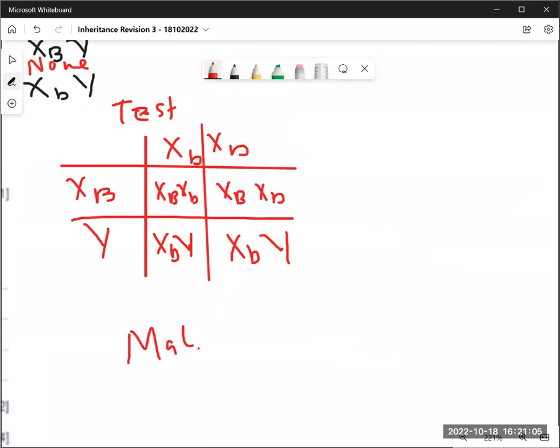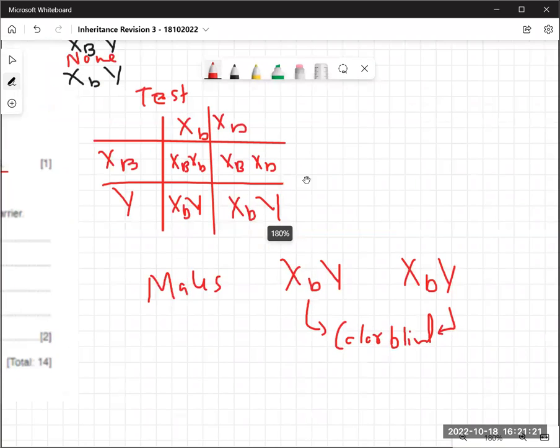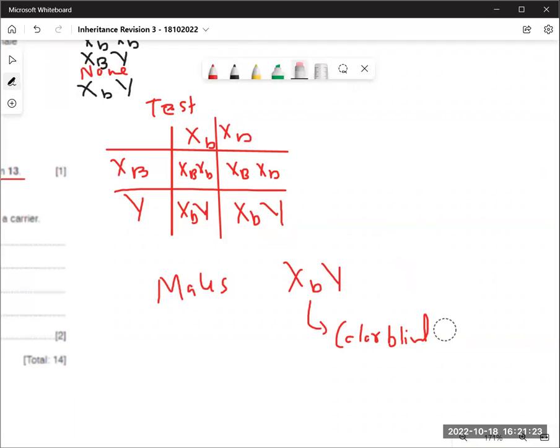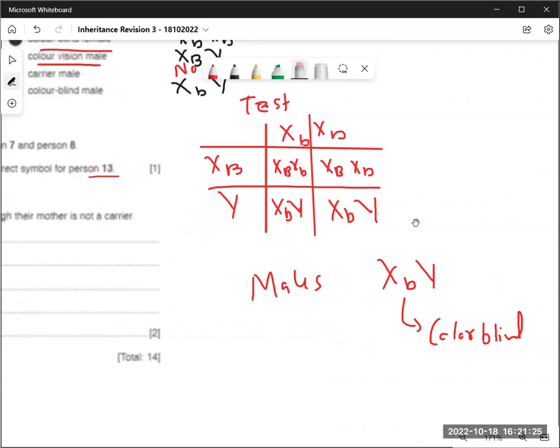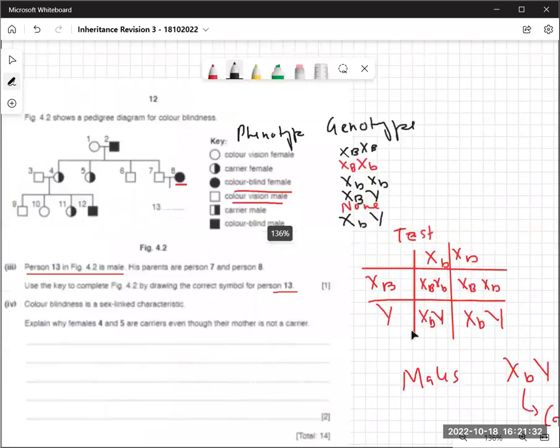So males can be only XbY and XBY. That's all we have. Now both of these are, let's say, colorblind because both of them have small b. Both possibilities only colorblind. So the only possibility I have is colorblind. Okay, but female could be normal carriers. That's the only possibility I have. So let's write it here.